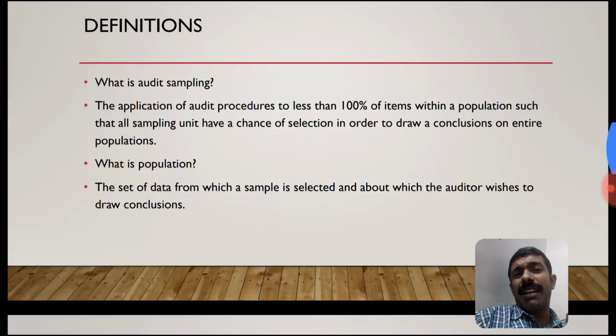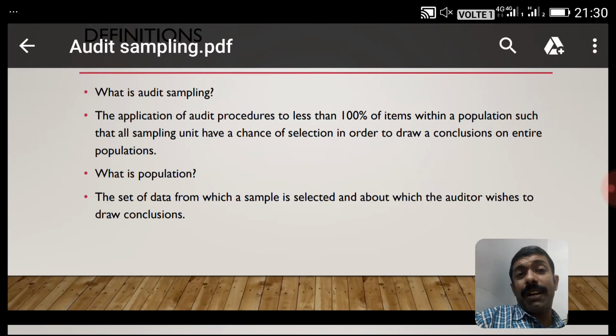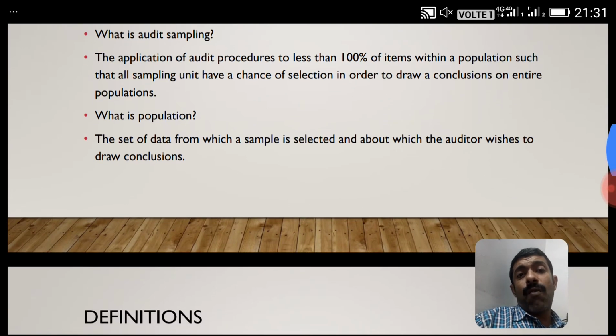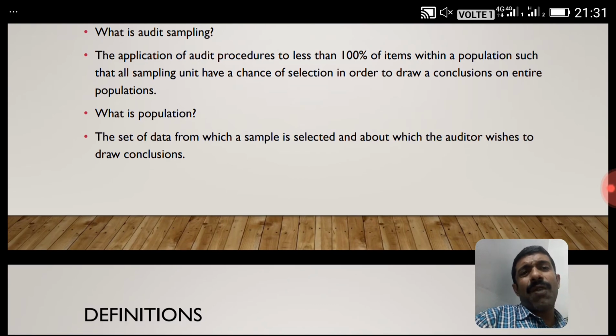Let us move into the definition part. What is audit sampling? The application of audit procedure to less than 100% of the population such that all sampling units have a probability, a chance of selection, in order to draw a conclusion on the entire population. Take a piece of information and draw a conclusion for the entire population, that is the base of sampling. What do you mean by a population? The set of data from which a sample is selected and about which the auditor wishes to draw a conclusion.